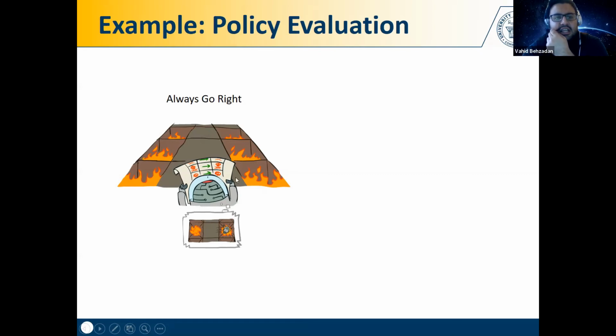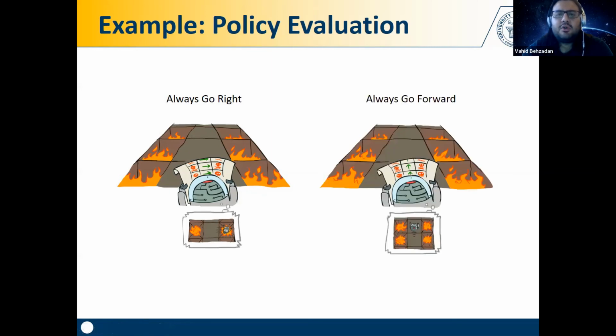In the beginning, if the agent goes right and the action actually ends up being implemented, so even with 20% probability of ending up performing another action, it goes into the correct or intended location, it will always burn. Now let's look at another policy. Always go forward. Which of these two policies is better?